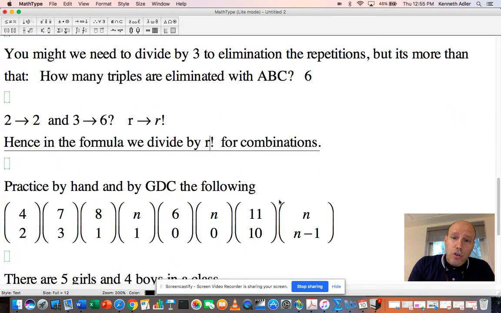What I'd like you to do is practice by hand the following: 4 choose 2, 7 choose 3, 8 choose 1, n choose 1, 6 choose 0, n choose 0, 11 choose 10, and n choose n minus 1. Take a break, and then we'll work on these problems.